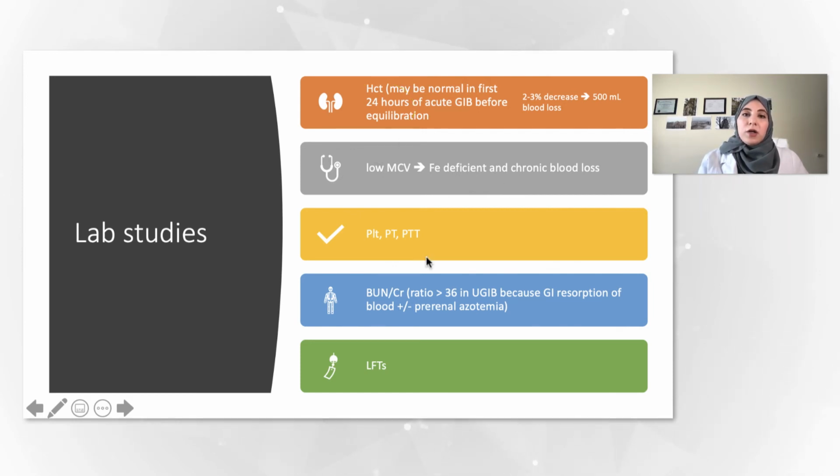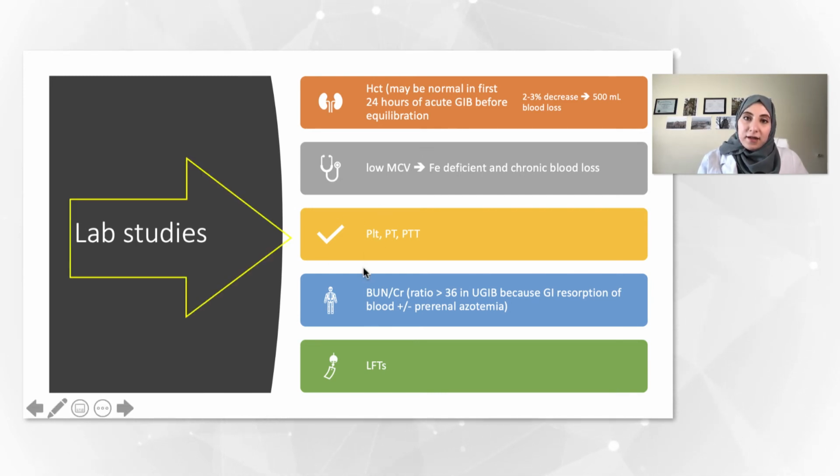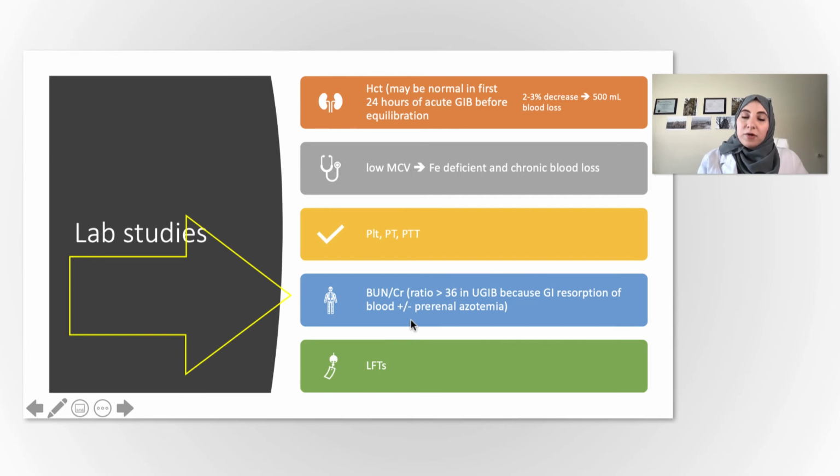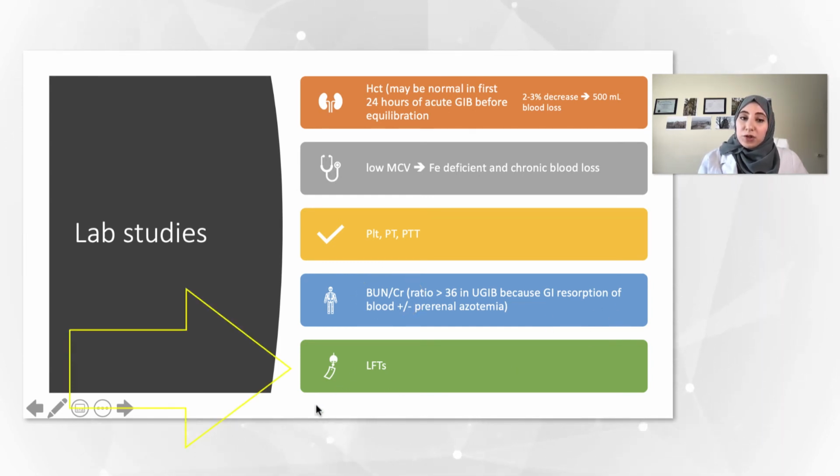Then another clue in the CBC is a low MCV. This means that this blood loss has been going on for a long time, and it made the patient iron deficient. Another important investigation is the platelet in the CBC, and then the coagulation profile. Also, you should check their renal function, because they might have prerenal azotemia because of the volume loss, or even they might have urea to creatinine ratio increase, which is because of GI absorption of the blood. Then you have to check the liver function, which might show you that they have liver disease.